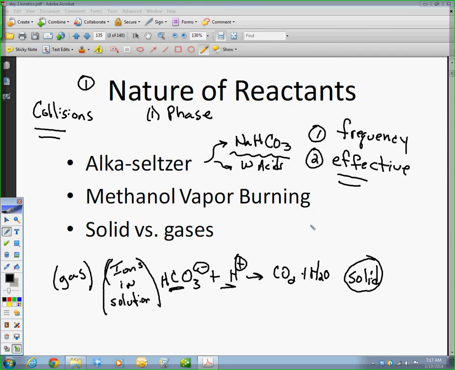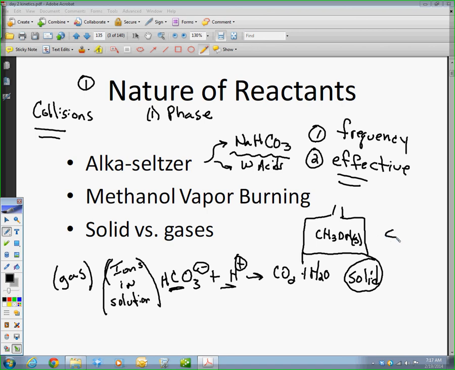Another key example of the nature of the reactants related to phase is the burning of methanol. If you recall when we did the whoosh bottle demonstration where we had a water jug that contained methanol vapor, the reaction was quite violent. And the reason for that is because what's reacting is methanol in the vapor phase, in the gaseous phase.